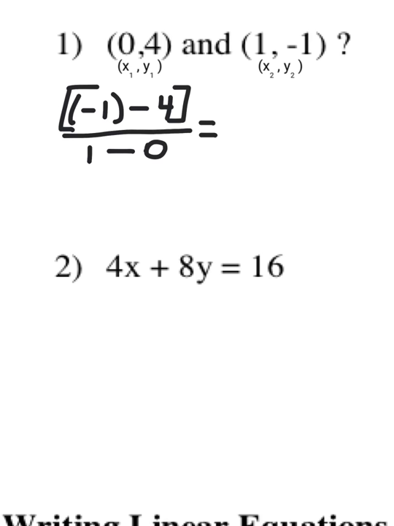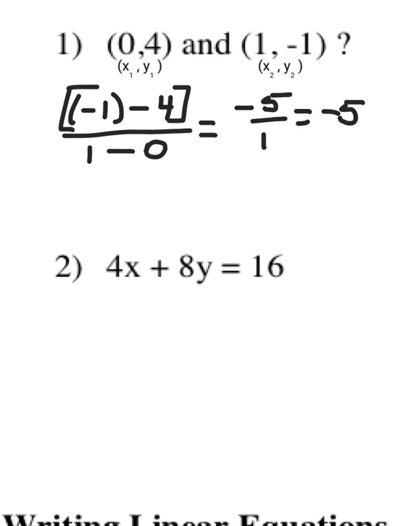So order matters. Remember that order matters. So if I have y2 here, I need to have x2 here. And if I have y1 here, I need to have x1 here. So that order does matter. If you crisscross these, you're going to end up with the wrong answer. So when I simplify this, I get -5 over 1 or -5. So the slope is -5.